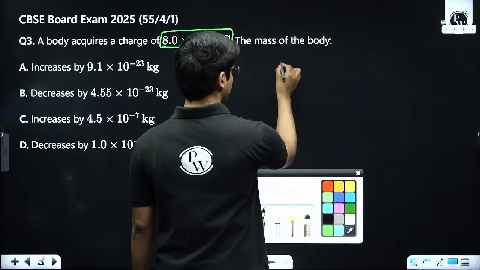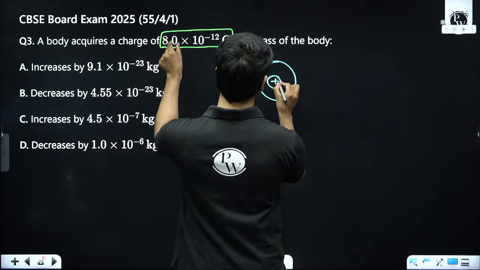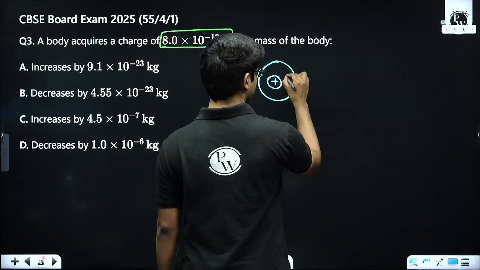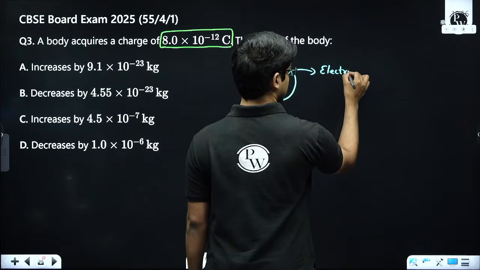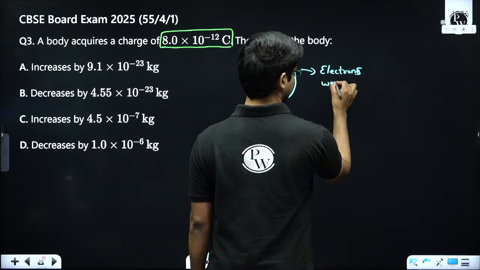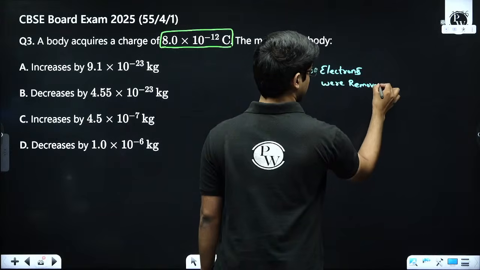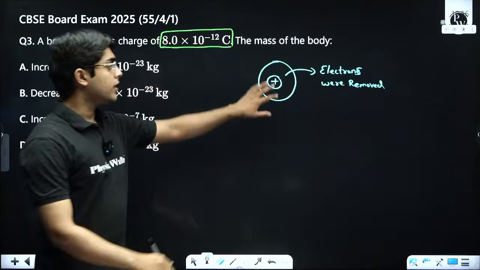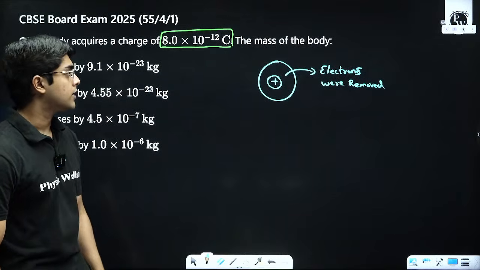If a body is positively charged, like this is a positive charge, it means electrons were removed. Electrons were removed, right? That is what we mean. That is how this object became positively charged.